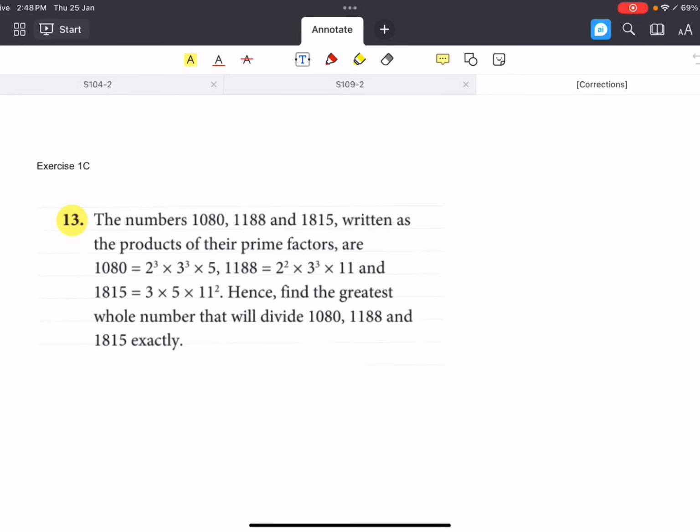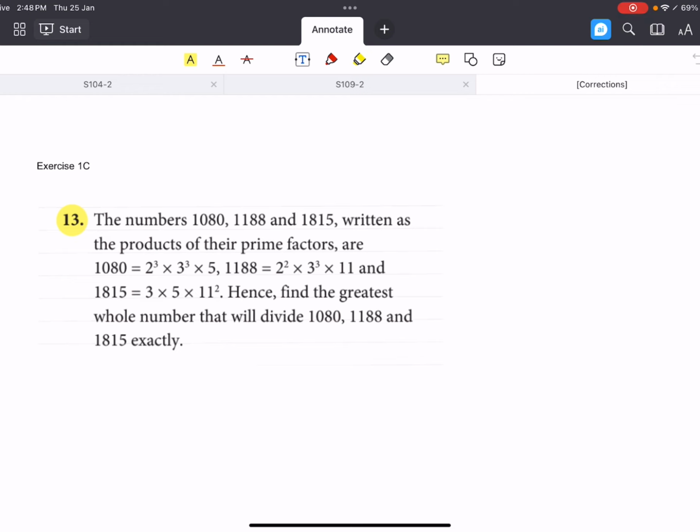All right, hello students. So here we are going to look at the exercise 1C selected questions and how you can actually present and answer these questions, right? So this is for your corrections. You should have already done this. Make sure you try and attempt the questions first before you compare your answer with mine, all right?